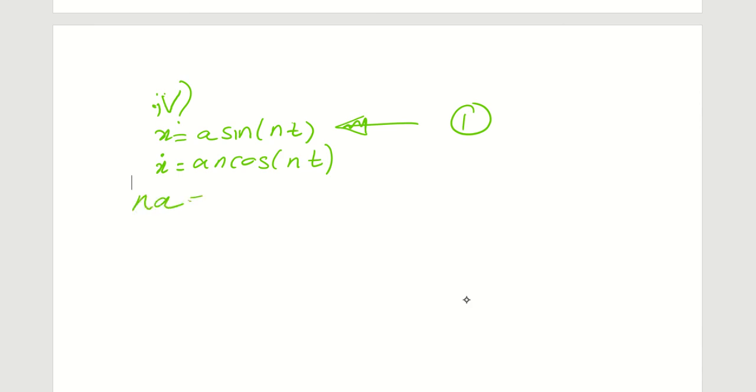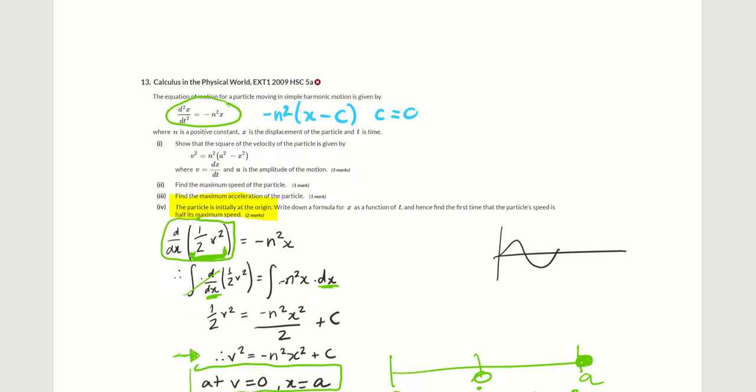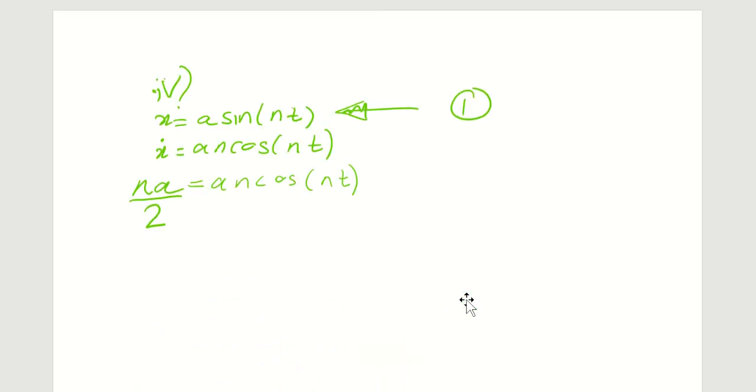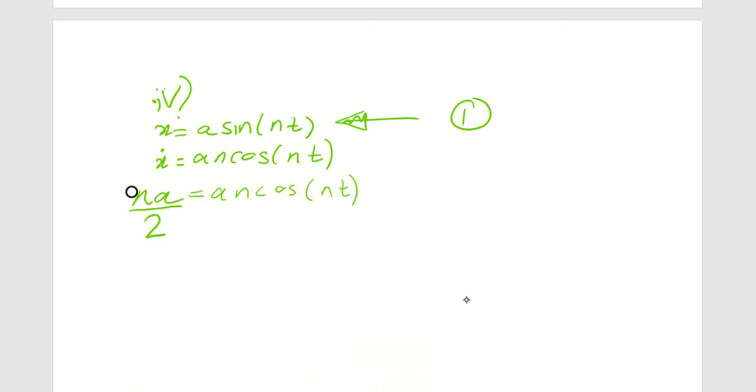We don't want to know when it's equal to that. We want to know when it's half of that, so dividing it by 2 or timesing it by half. So now I'm just going to solve this for t. Hence find the first time the particle speed is half its maximum. Okay, so we're solving this for t.